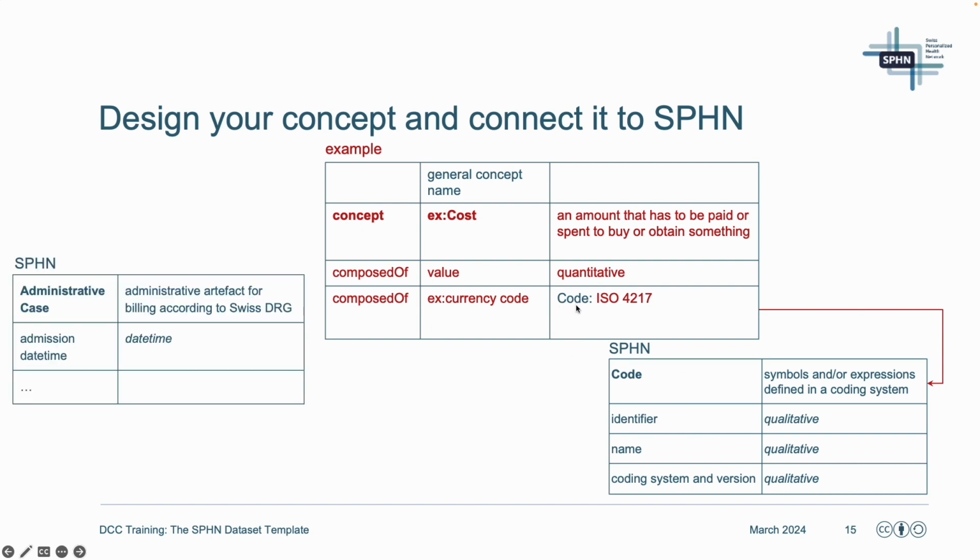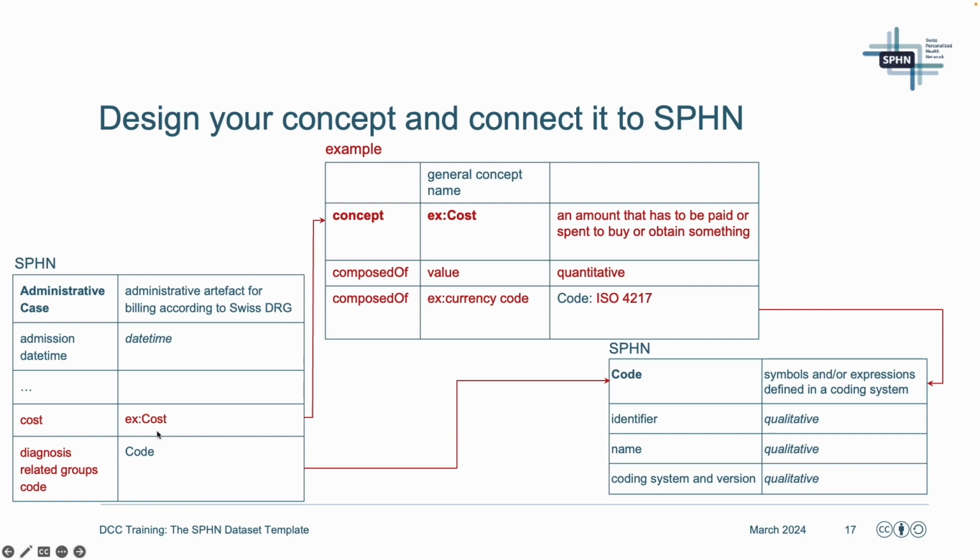We want in this project to connect the cost to the administrative case. As you know, administrative case exists in SPHN, and if you remember, a project can add their own composed of to existing SPHN concepts. This example shows you this case, a mix between SPHN existing concepts and new project composed of. So we want, in the context of this project, to add information of the costs in the administrative case, so we simply extend the administrative case with a new composed of called cost and make it accessible there.